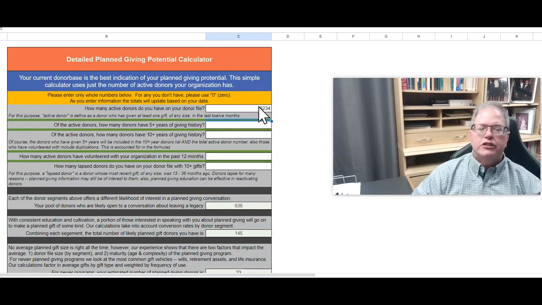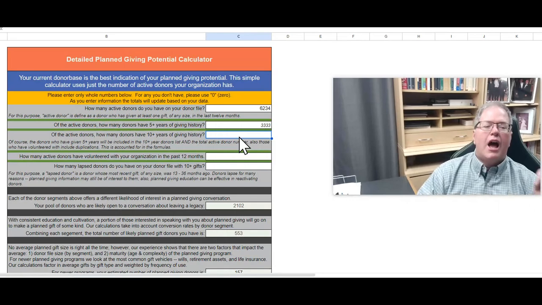So the first thing is the same number. We have 6,234 active donors in our file. Of those, let's just say we have 3,333 donors who've given for 5 years, 5+ years.